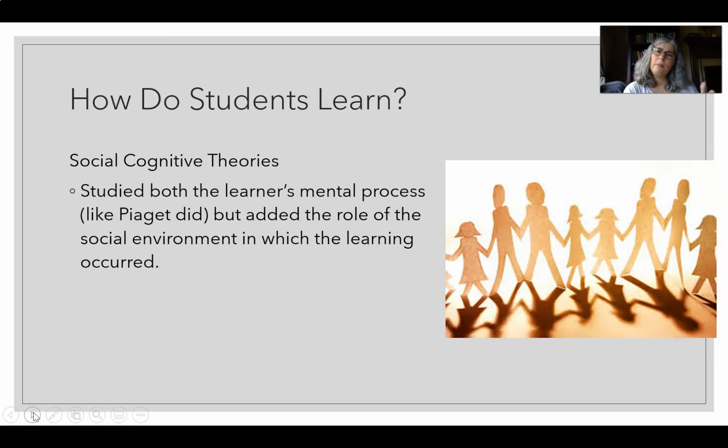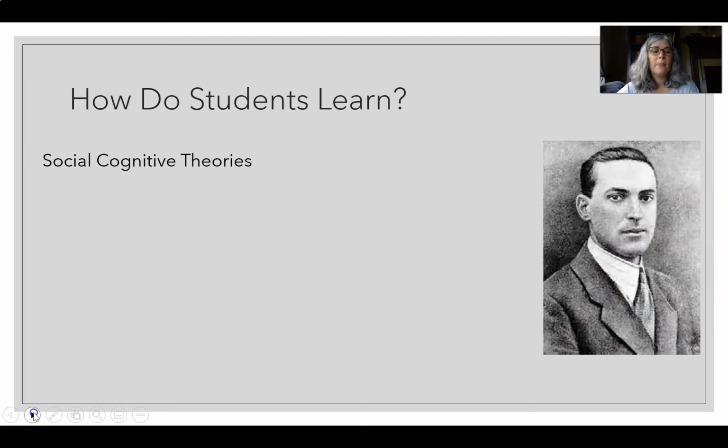So if you're a social cognitive theorist, you look at both the idea of your mental processes, which is the cognitive part, just like Piaget did. But then you also look at the role of society, the role of the social world in which you live. So it's not just looking at the individual and what they think, but the individual within their social life, because you really can't tease the two apart.